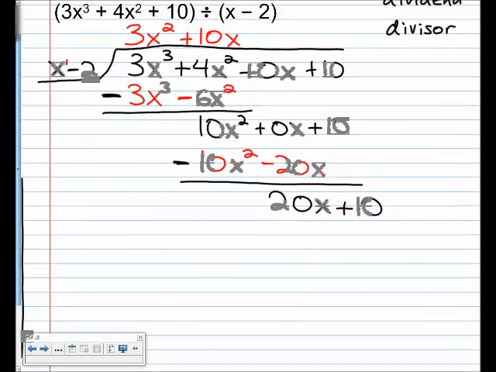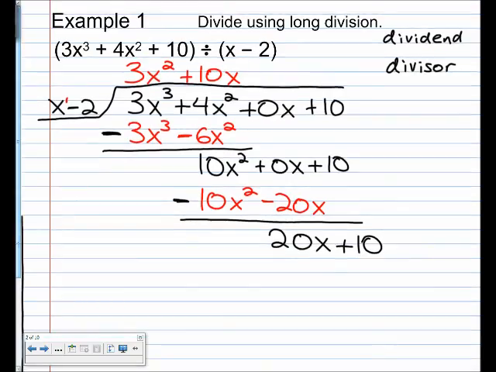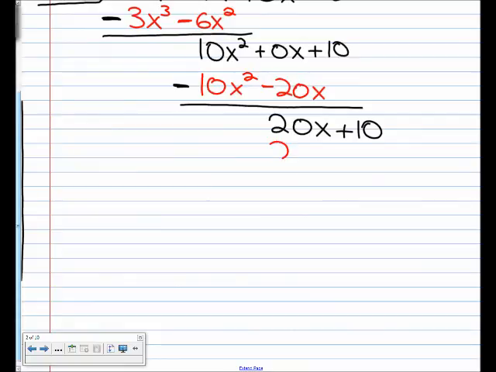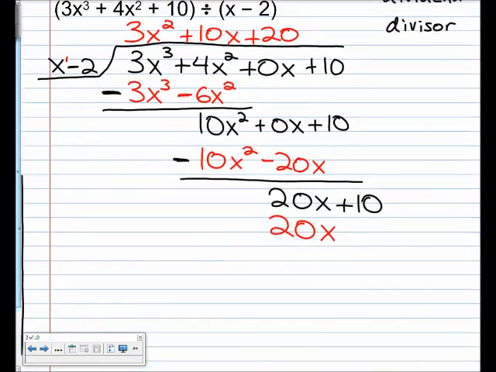All right. Repeat it again. Something times x that gives me 20x. Well, if I put an x, it's going to be x times x, give me x squared. I don't want x squared. So just 20. Very good, Logan. Just 20. All right. 20 times x is 20x. What's 20 times negative 2? Negative 40.